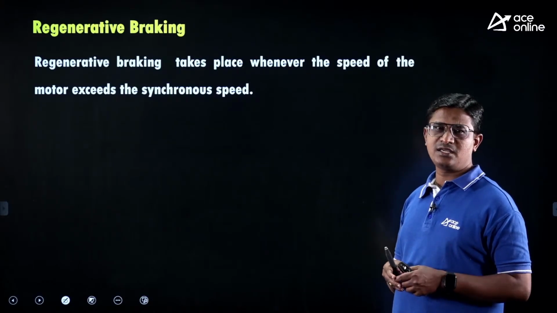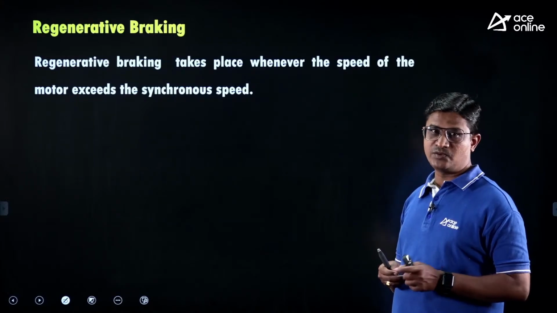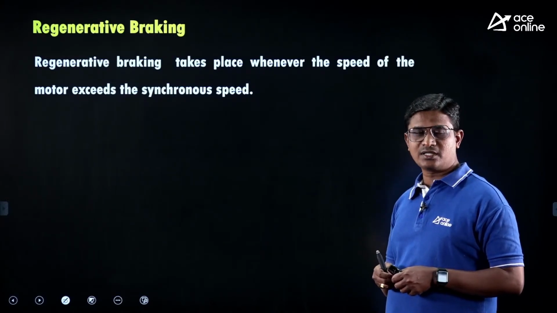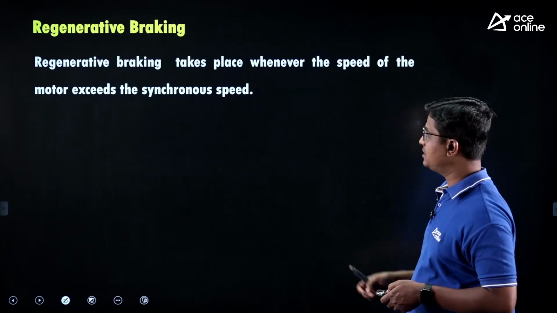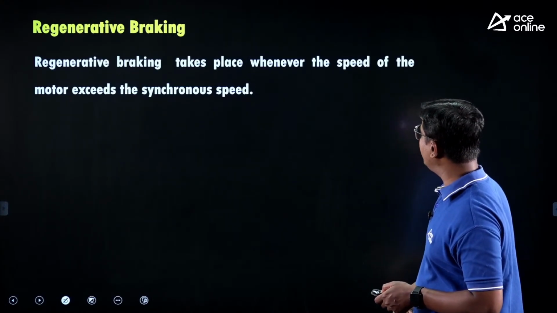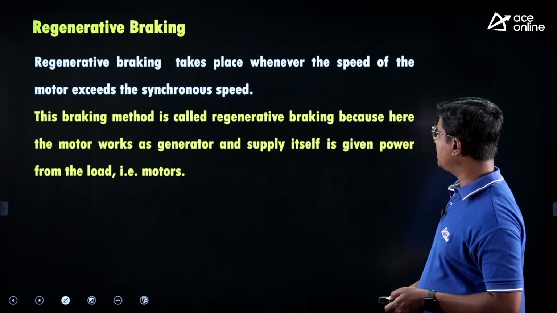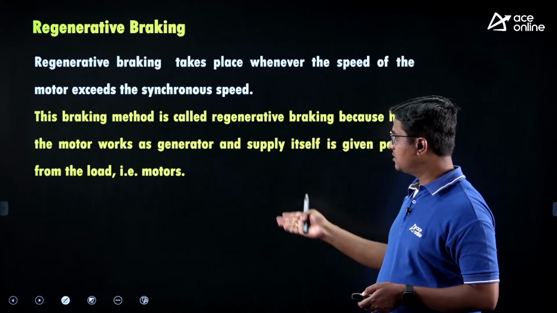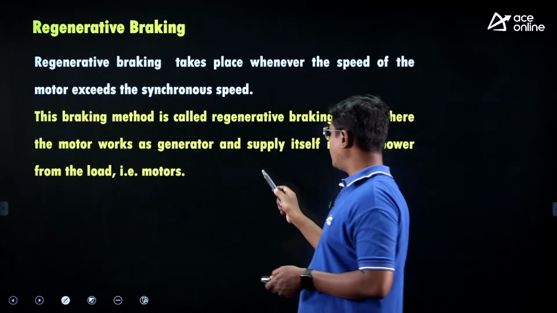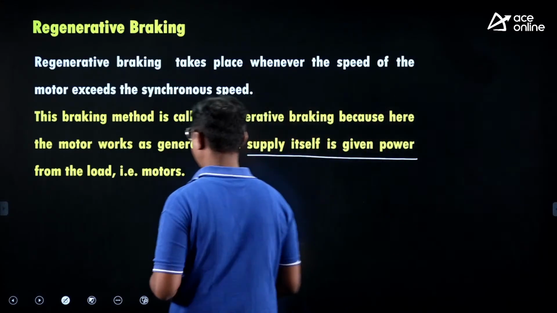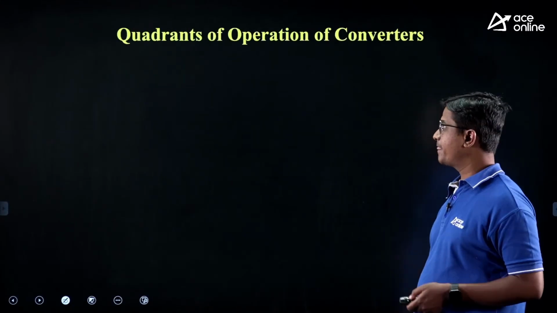And how do we make EB greater than the supply voltage? For that you need to rotate the motor by external means. You need to rotate the motor at a speed greater than the synchronous speed, right? Regenerative braking takes place whenever the speed of the motor exceeds the synchronous speed. The braking method is called regenerative braking because here the motor works as a generator and the supply itself is given power from the load. The supply is now consuming no power, right? Power flows from motor to source.